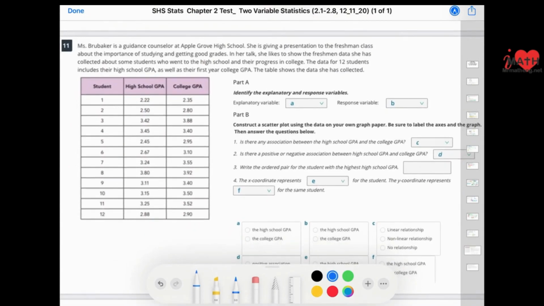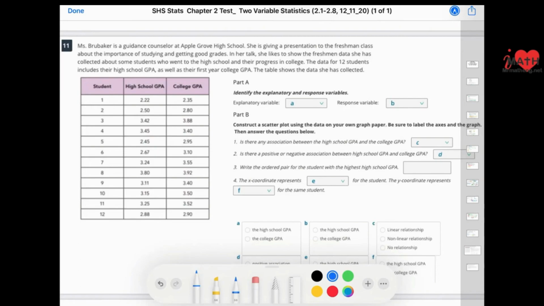Miss Brubaker is a guidance counselor at Apple Grove High School. She is giving a presentation to the freshman class about the importance of studying and getting good grades. In her talk, she likes to show the freshmen data she has collected about some students who went to the high school and their progress in college. The table shows the data for the 12 students, their high school GPAs, as well as their first year college GPAs.